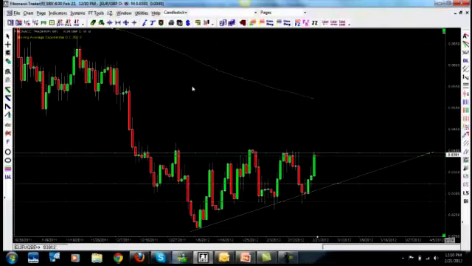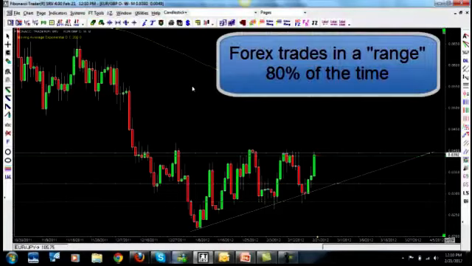Here's a concept you need to write down. And this is non-scripted, guys. I'm just sitting here blabbing on a video to explain to you guys how this works. This is something that's very, very important, so I'm going to say this slowly and repeat it, and I want you to understand this. Currency pairs trade within a range 80% of the time.